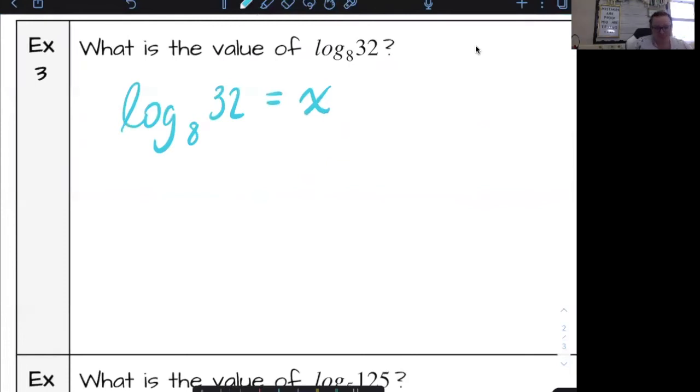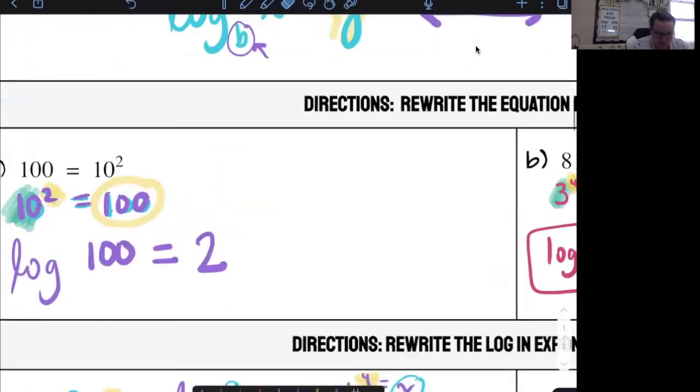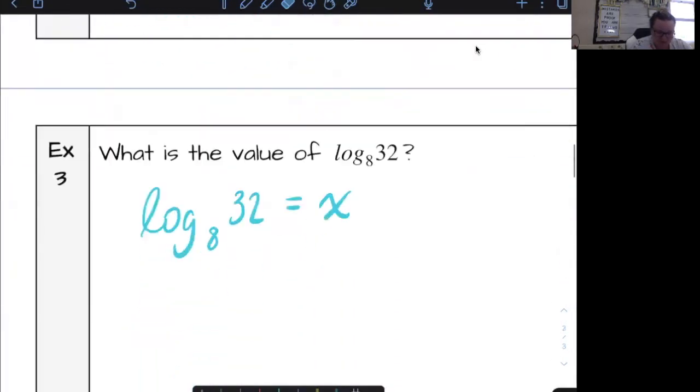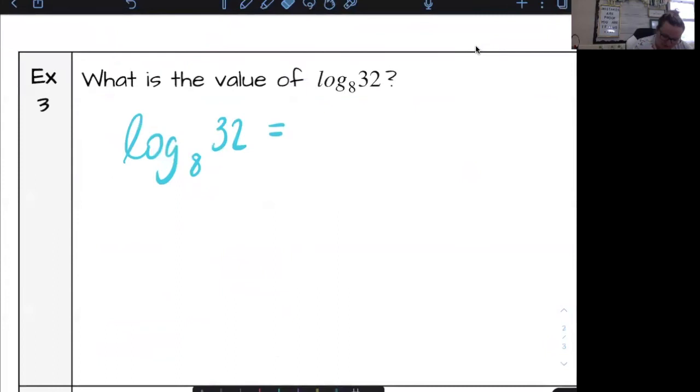Is that what we had it equal to? No, we had it equal to y. Let's do y. You can have any variable you want. So that means 8 to the what power is equal to 32. So all I did was I set the log equal to y, and then I switched it to exponential form. So 8 to the what power is 32.